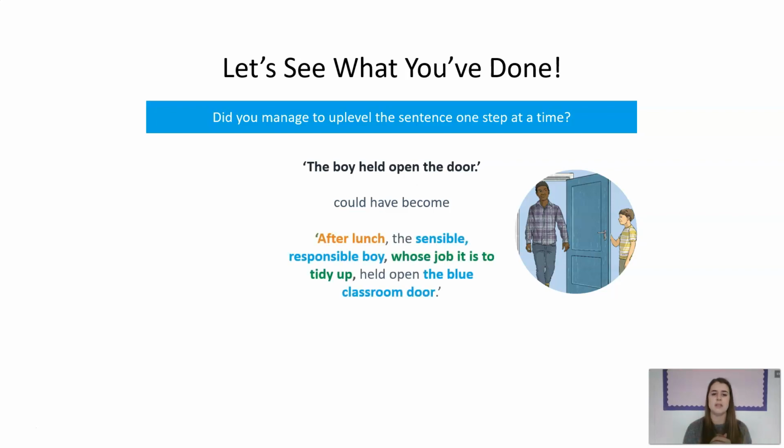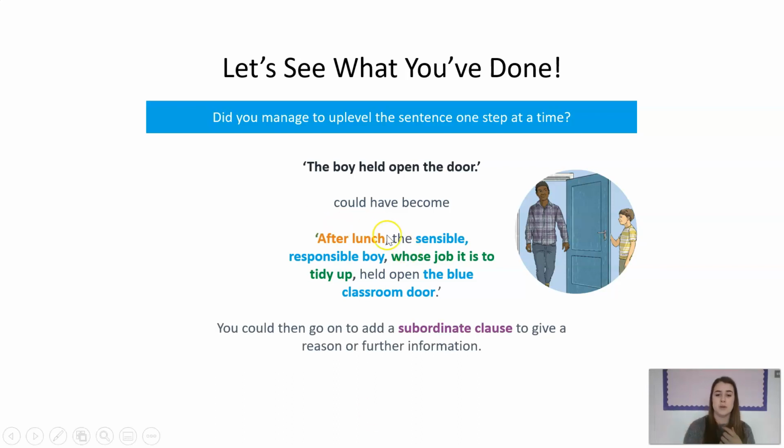Okay, well, here is my example. So after lunch, the sensible, responsible boy, whose job it is to tidy up, held open the blue classroom door. Okay, so you can see where I've used my fronted adverbial. Okay, after lunch, I've got 2 sets of expanded noun phrases, sensible, responsible boy.